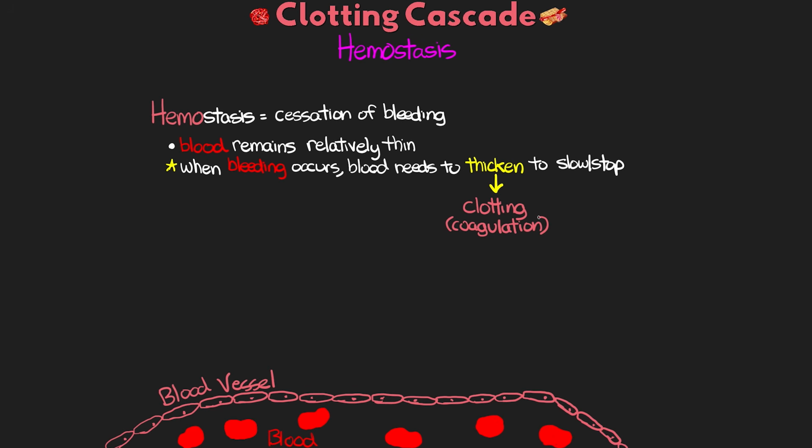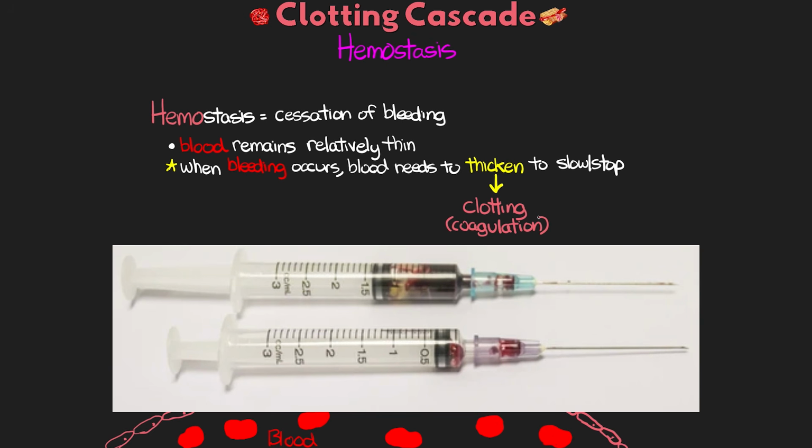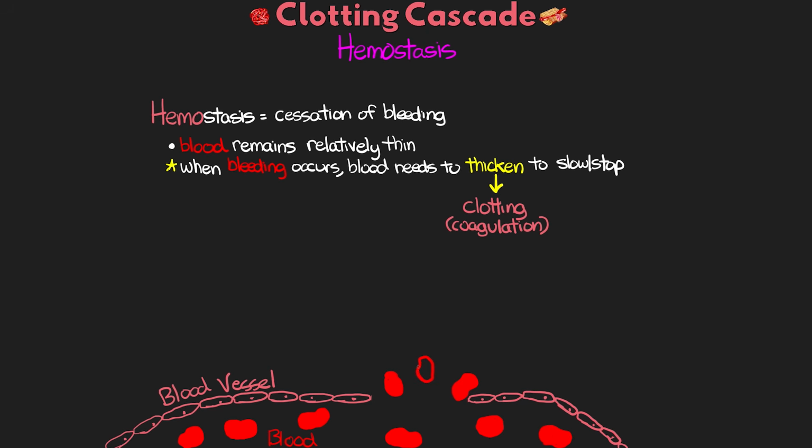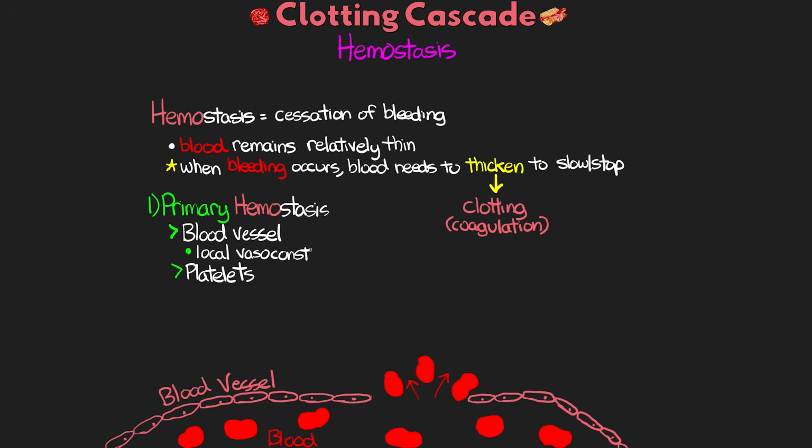I'm sure you've probably seen this with a blood sample that's been left out in a syringe for more than a few minutes, and you see the plasma separate out, and then the blood itself forms that gelatinous clot. So the first step in stopping this bleeding is something we call primary hemostasis, and it really involves the blood vessel itself and platelets. Initially, the vessel is going to initiate a local vasoconstriction, to try to reduce the flow of blood to the affected area.